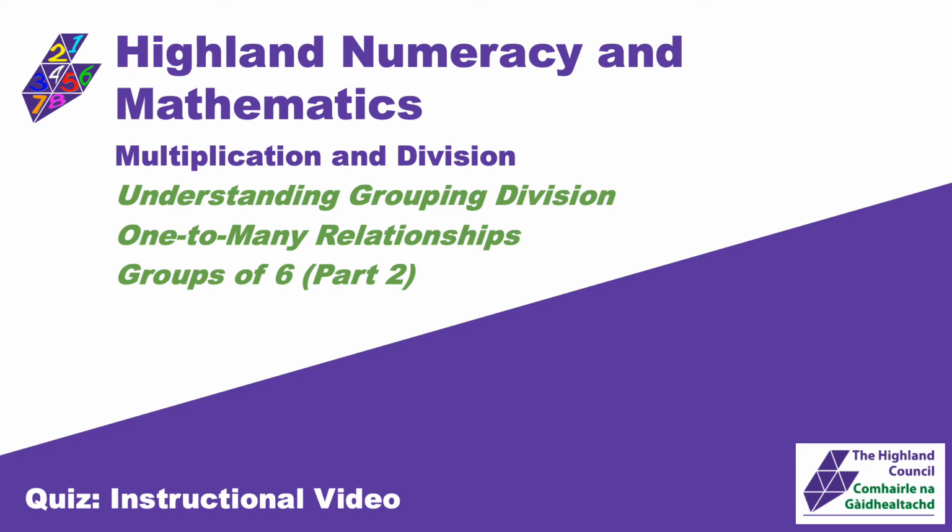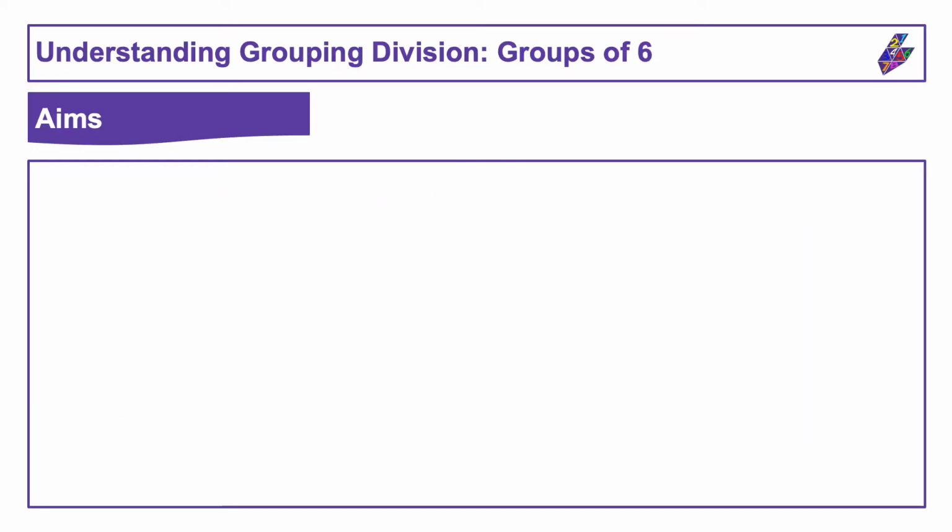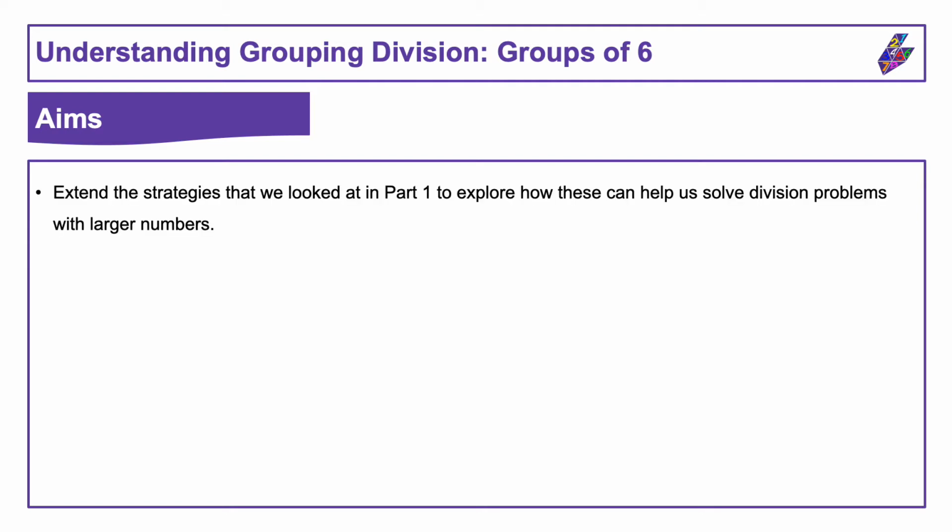This video is part 2. Please ensure you've watched part 1 before watching this one. Part 1 looked at grouping division in the context of a farmer boxing up eggs into boxes of 6. In this video, we'll extend the strategies that we looked at in part 1 to explore how these can help us solve division problems with larger numbers.